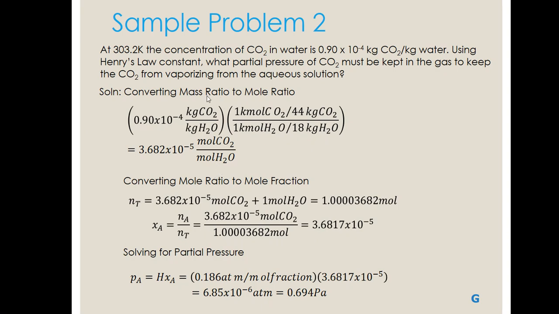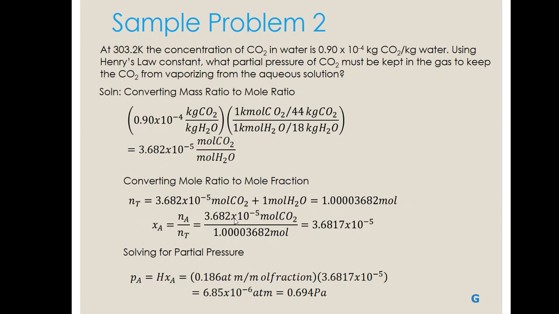After you have converted mass ratio to mole ratio, you determine the total number of moles of your mixture. From your answer on the mole ratio, you have 3.682 times 10 raised to negative 5 mole CO2 for every mole of water. So, the total number of moles of your mixture would be the sum of this 3.682 times 10 raised to negative 5 and 1 mole water. And that would be this one.